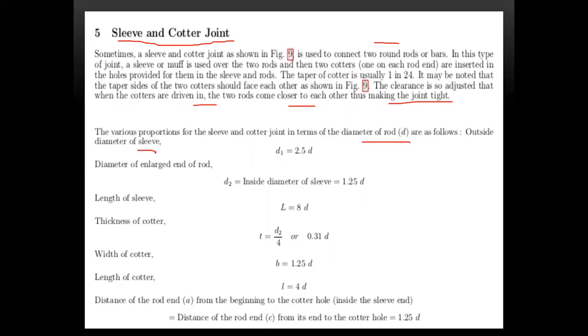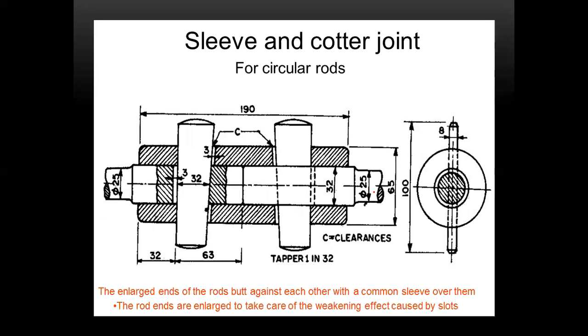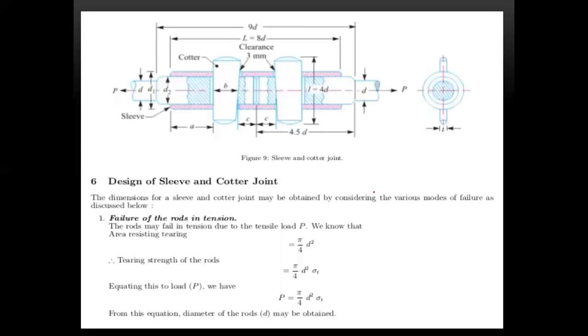Now, the various proportions of the sleeve and cotter in terms of the diameter of the rod are as follows. The outer diameter of the sleeve D1 is equal to 2.5d. The diameter of the enlarged end of the rod D2 is equal to 1.25d. See here, everything appears here, or else you can see this figure also, right?